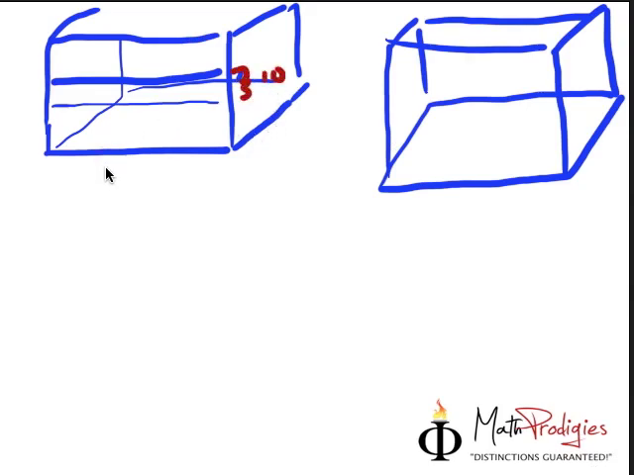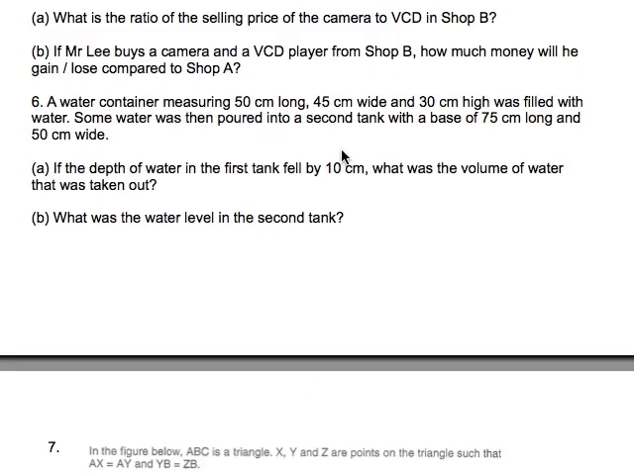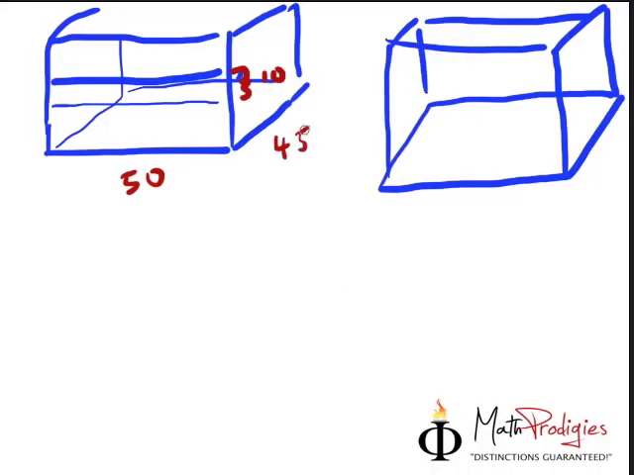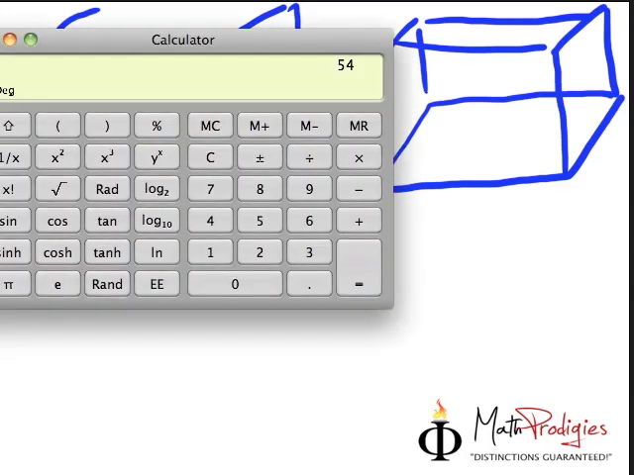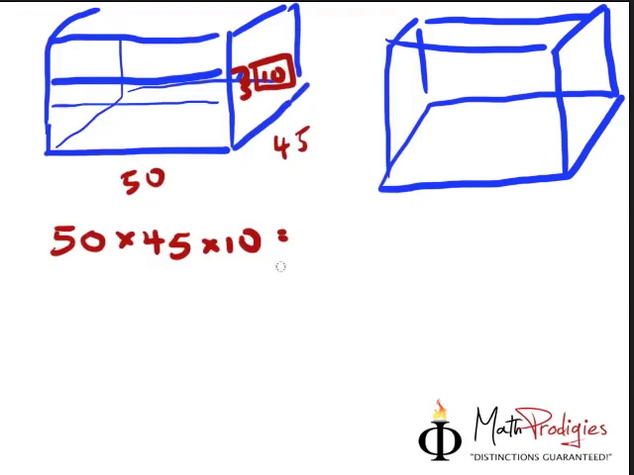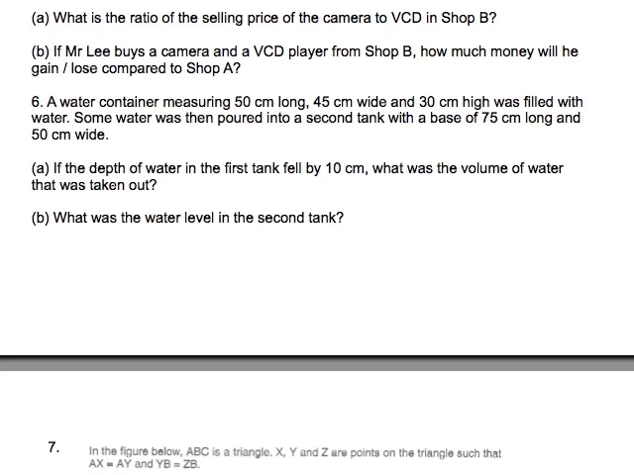Yes, we can, because we have the length, which is 50, the breadth, which is 45, and the height of the water that was reduced, which was 10. So 50 by 45 by 10 will give you the first answer, and if you put that into your calculator, you will get 22,500 cm cubed. That is the answer for part A, the volume of water that was taken out.